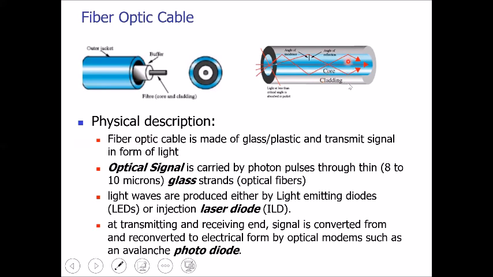Right? So in a fiber optic cable, the optical signals are carried by photon pulses, and they move through glass strands or optical fibers. Now, the light waves are produced either by LEDs, that is light emitting diodes, or they're produced by injection laser diode. Now at the transmitting and the receiving end, signals are converted from an electric signal, and they're converted back to an electric signal by optical modems. And one such example of an optical modem is avalanche photodiode.